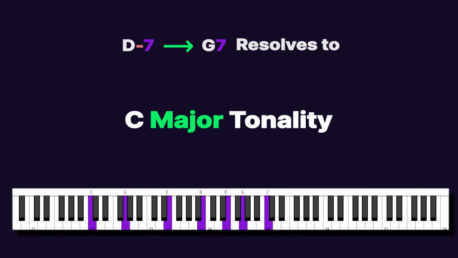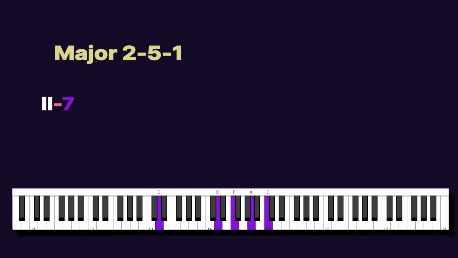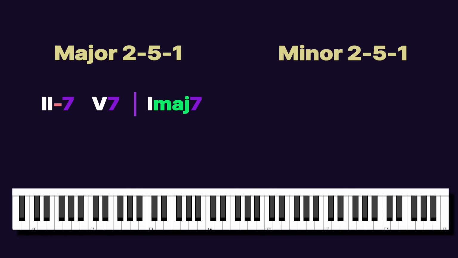So now we know how to always find our major 2-5-1 and our minor 2-5-1. But more importantly, a major 2-5-1 is a 2 minor 7, 5-7 to 1 major 7, while a minor 2-5-1 is 2 minor 7 flat 5, a 5-7 to a 1 minor 7.